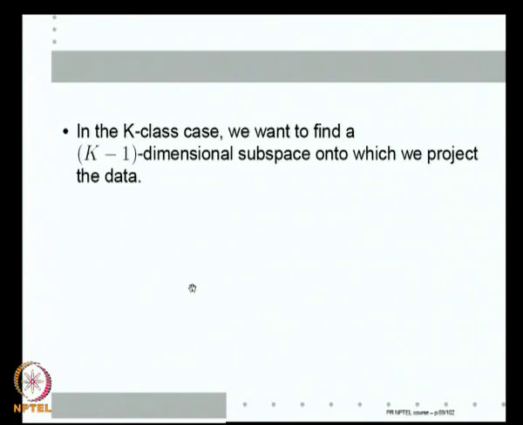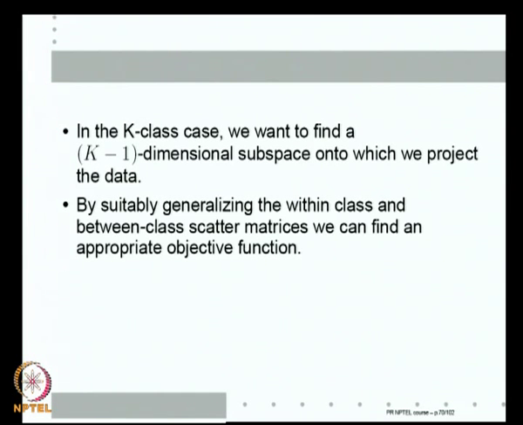The issue is that in the one dimensional space, finding the separation is quite straightforward. How to rate different one dimensional subspaces in terms of where the data of the two classes are well separated? So, we have to do a little more work on suitably generalizing the so called within class and between class scatter matrices, so that we can find once again an appropriate objective function.